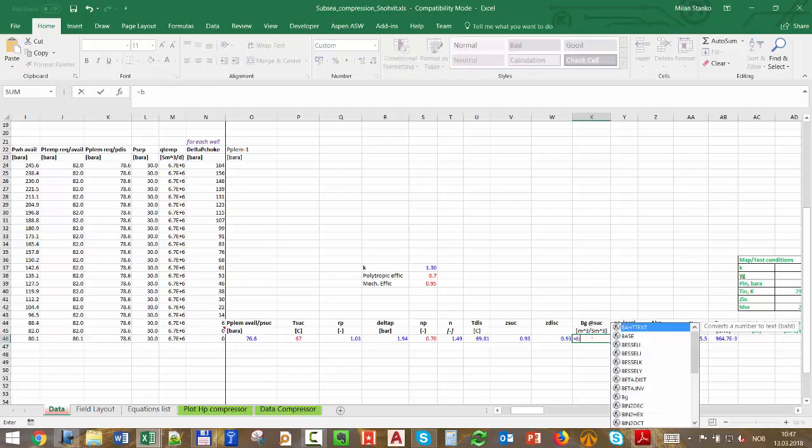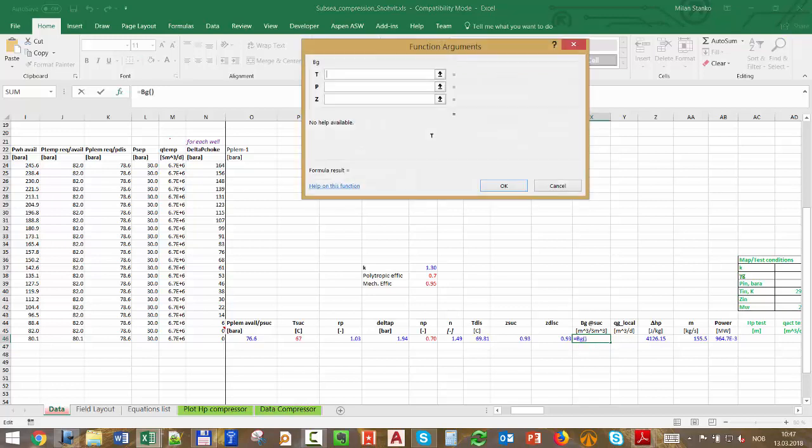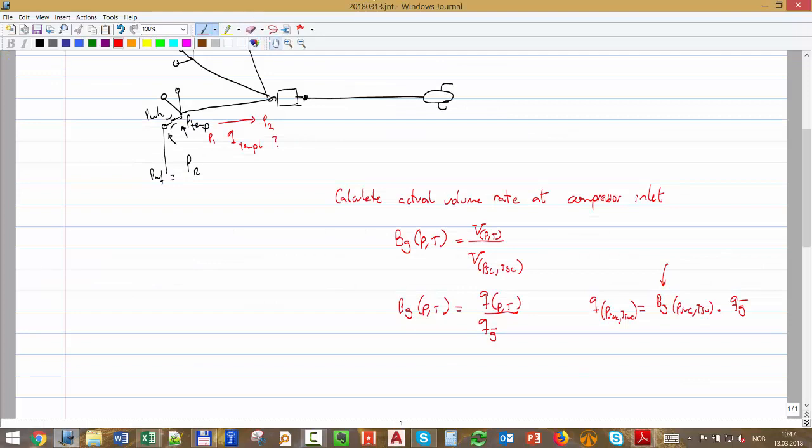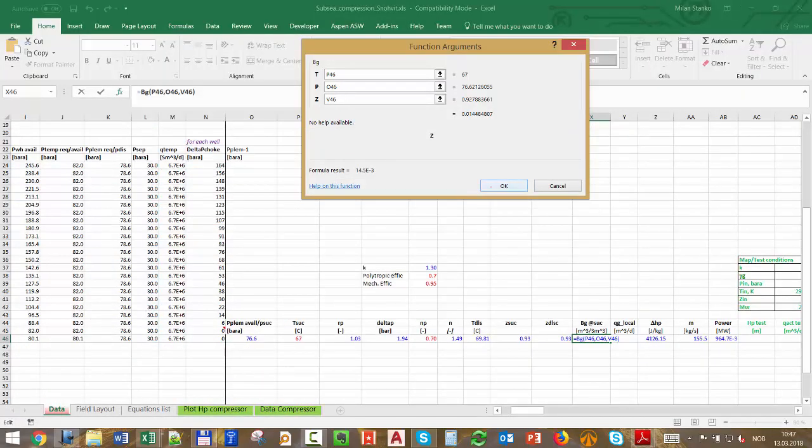I think the BG depends on the pressure and temperature, the suction temperature. I have to check if I changed the units inside. Okay, but I have to check the pressure at the suction, and the deviation factor, and it should give you a number much smaller than 1, because the volume at standard conditions is always much bigger than the volume at local conditions, at higher pressures and temperatures.